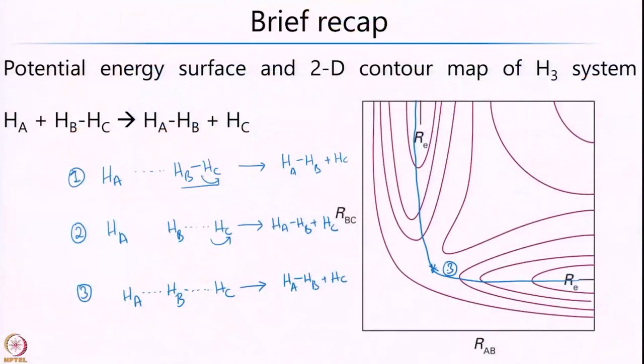So the important point to note is that at the saddle point, if I draw it at this point, you would have HA, HB and HC. The bond distances are equal and roughly about 1 angstrom. And the barrier which one crosses, that is, I start with HA interacting with HB, then I go up the hill to the saddle point, then I come down and fall into the product, that is HA-HB.